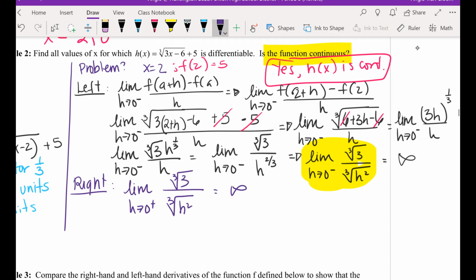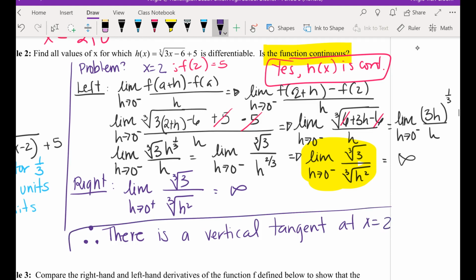Now look at all the 4 choices of your non-differentiability and tell me, which one does this belong to? Which one of those 4 choices has a vertical tangent? Therefore, there is a vertical tangent at x equals 2. Okay, we proved it. A vertical tangent is when the limits both go to infinity or both go to negative infinity.